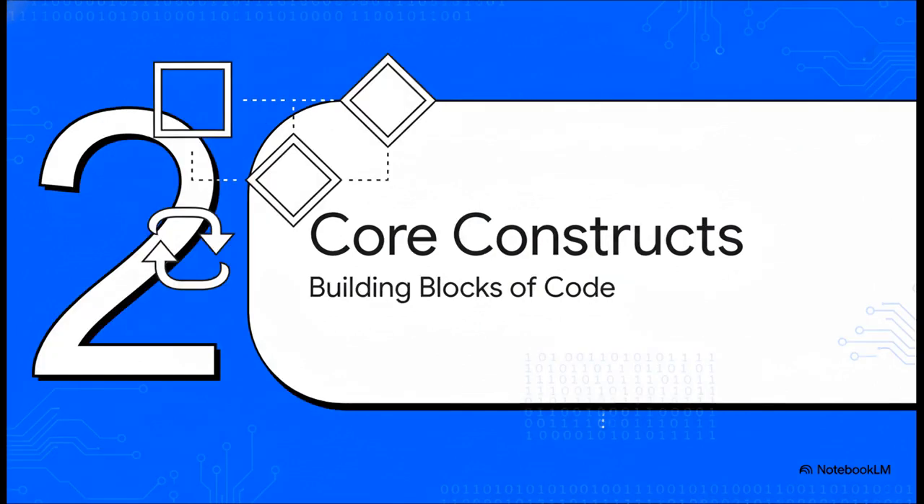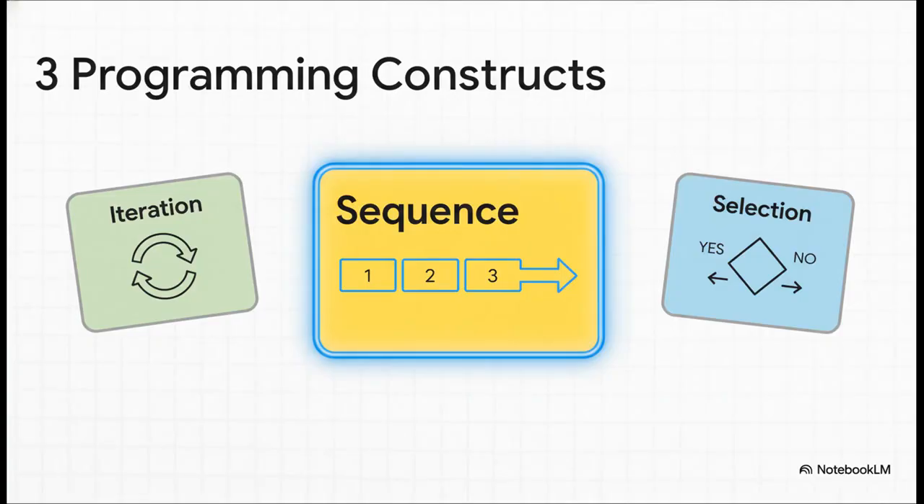Okay, now this is super important for your GCSEs. Every program out there, no matter how complex it seems, is built using just 3 fundamental techniques. We call these programming constructs, and they're what control the flow of the program. You've got to know these inside and out. And here they are, the big 3: sequence, selection, and iteration.